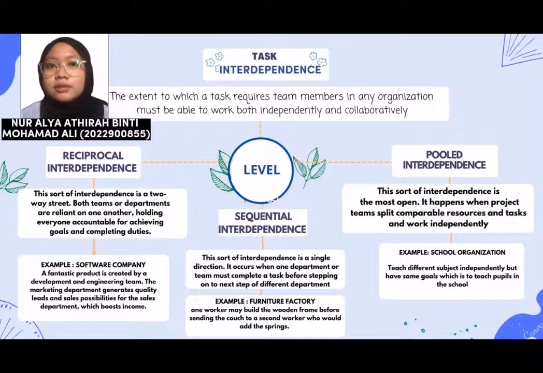Not only the organization, but students also apply task interdependence during their learning process in school. Next, one of the task interdependence levels is pooled interdependence.